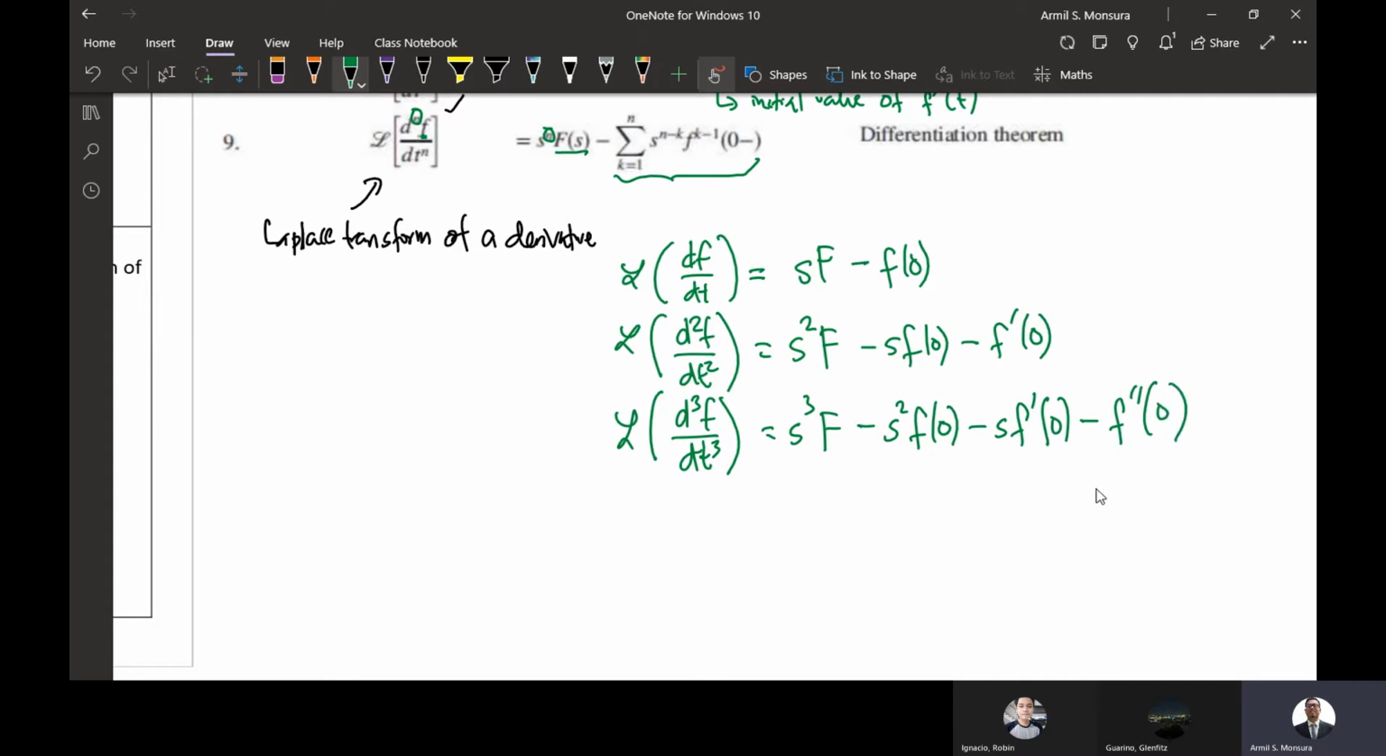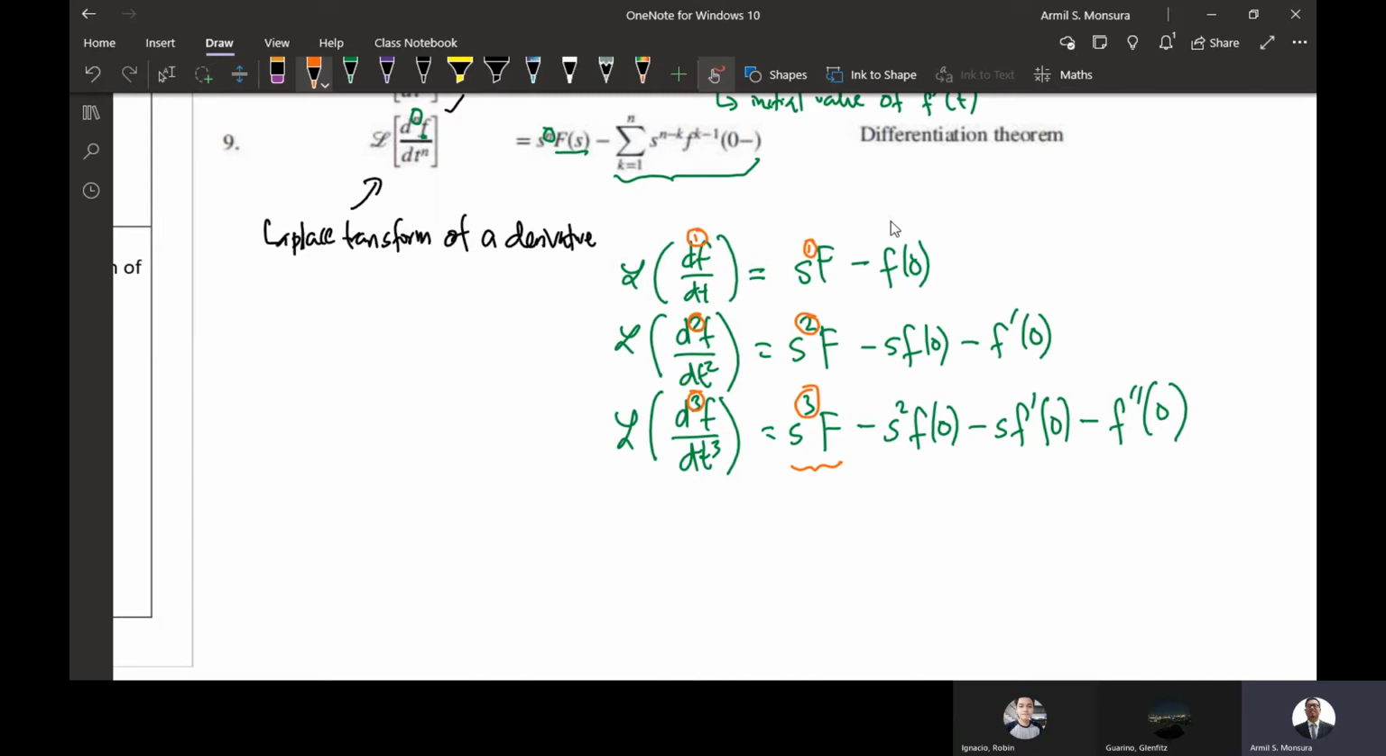So, pansinin niyo mabuti na unang-una, mag-uumpisa ito. Yung first term nito is yung Laplace transform ng original function niyo, yung hindi naka-derivative, yung original na small f niyo. And then i-multiply niyo siya with a power of s na yung power ay equivalent dun sa order ng derivative. So, ito dapat pareho ito. Yan, at saka yan. Yan, pare-pareho yan. So, dyan mag-uumpisa yan.